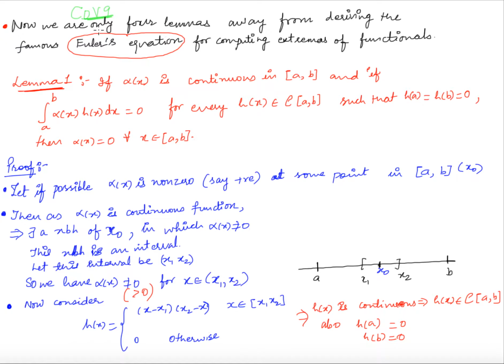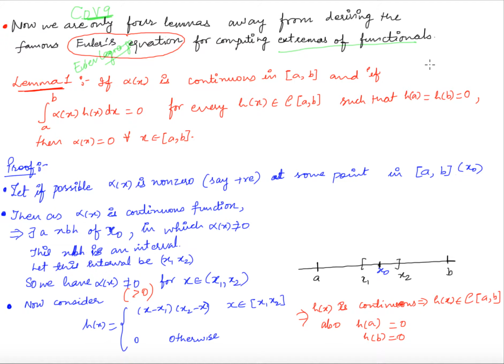So, what we are going to do is try to derive Euler's famous equation for obtaining the extremas of functionals. This is also called the Euler Lagrange equation. We want to derive the Euler Lagrange equation for obtaining the extremas of the functional, and for that we are only 4 lemmas away, and after that we are ready with all the ingredients required for deriving this Euler Lagrange equation. So let us try to understand what these lemmas are.